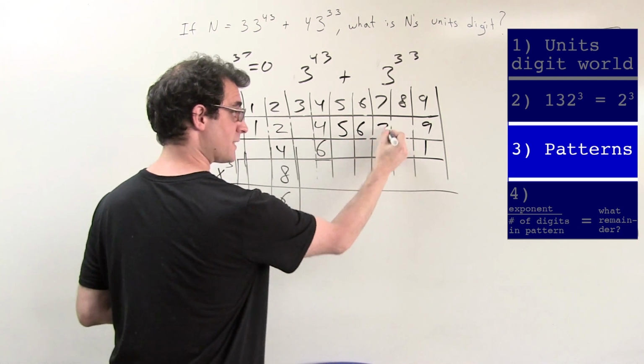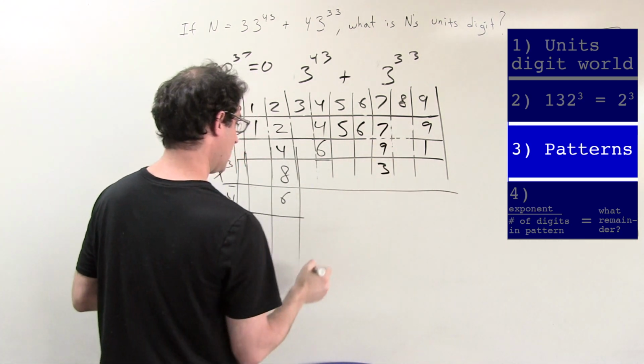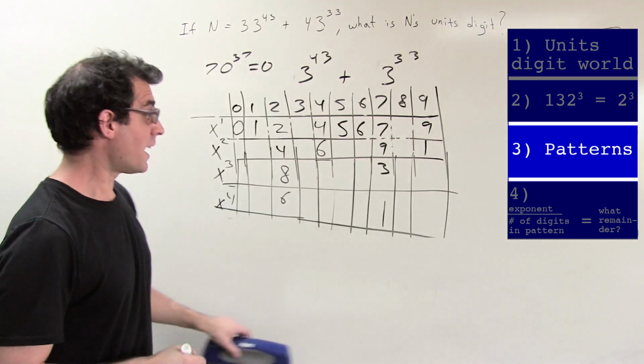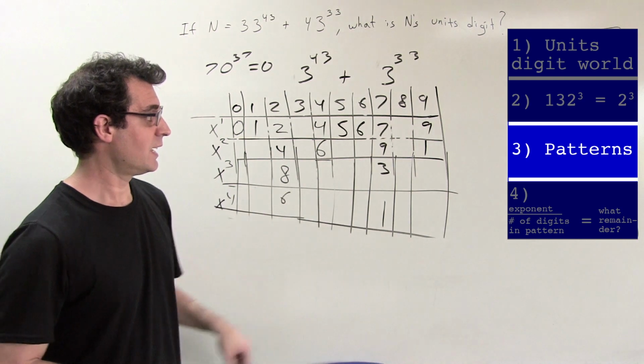7 to the 1 is 7. 7 times 7 is 9. 9 times 7 is 3. And 3 times 7 is 1. So it's a 4-digit pattern. And then it repeats because 1 times 7 is 7. Now, 8.